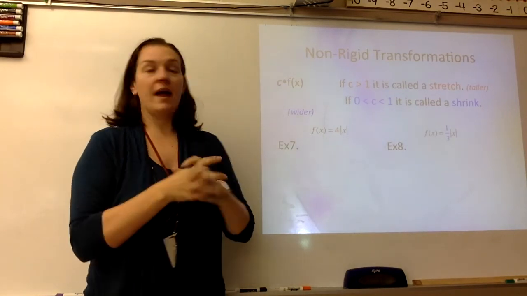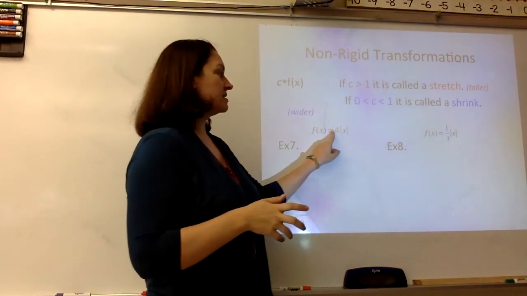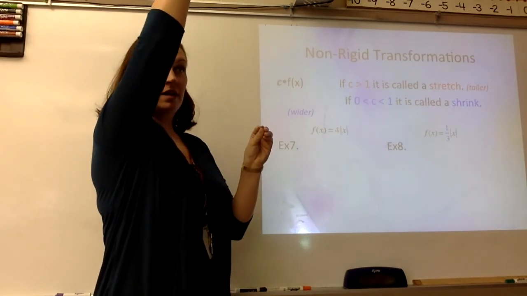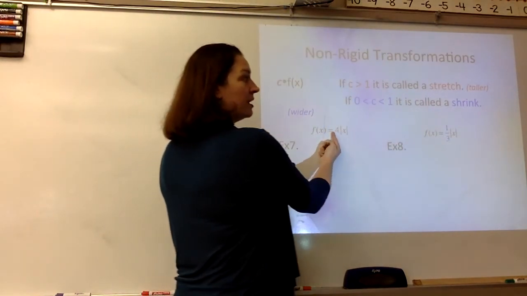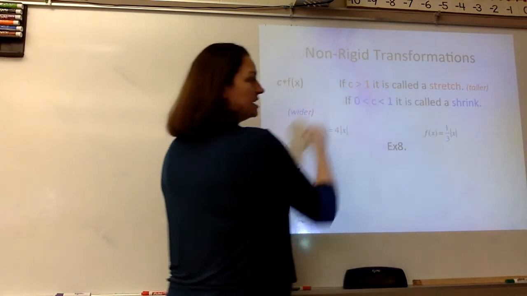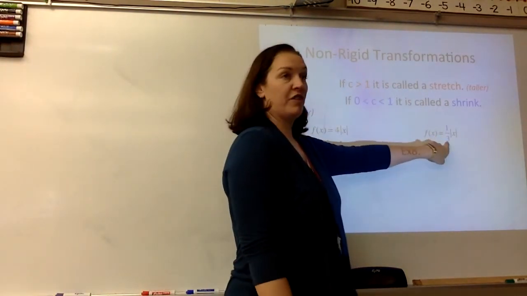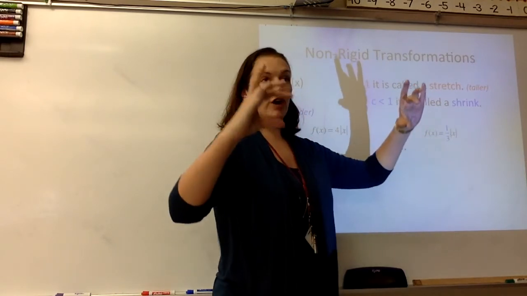Here's the reason why. I'm taking 4 times x to get y. Y is the height part of it. So a 4 out front is called a stretch. That's when we have C greater than 1. It makes the graph taller, whereas if I multiply by 1/3, it makes it fatter.